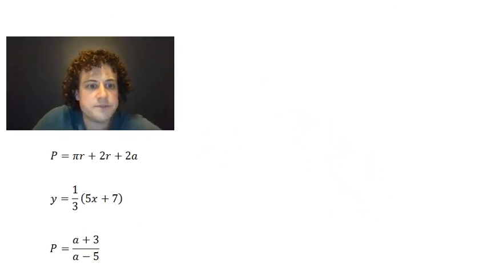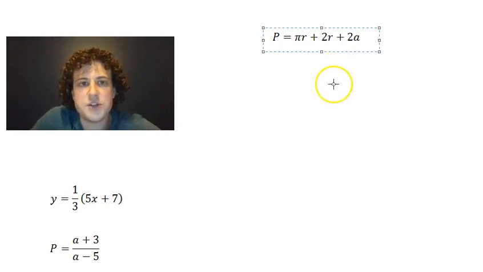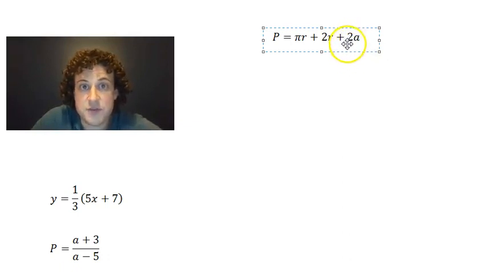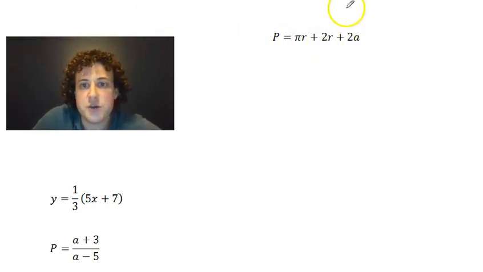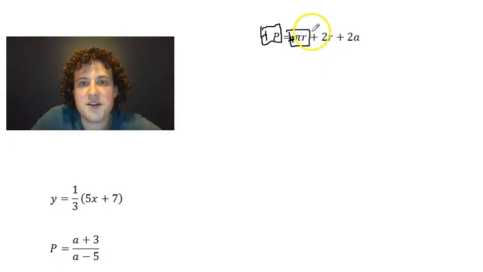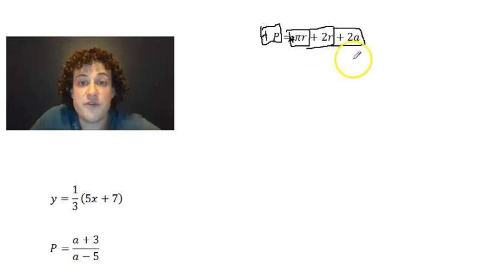So, the first one that we've got here, p equals pi r plus 2r plus 2a. Now, it's a that we want to make the subject first of all. So, we've got 4 boxes here. We've got the plus p. We haven't got space to write the plus in here, but there's a plus, just squeeze it in, plus pi r. We've got the plus 2r and the plus 2a. So we've got 4 boxes.